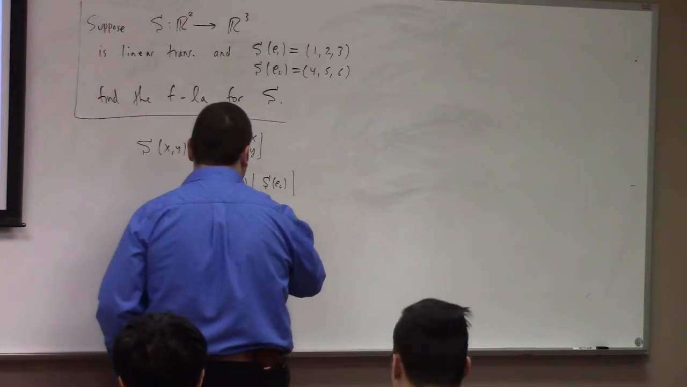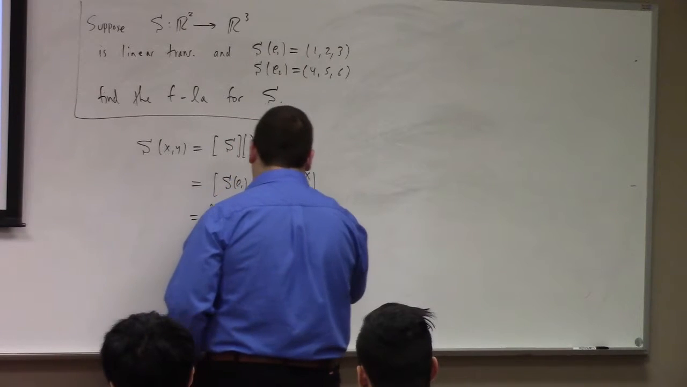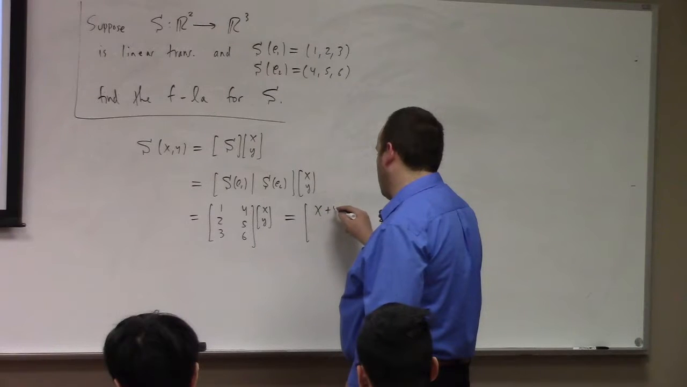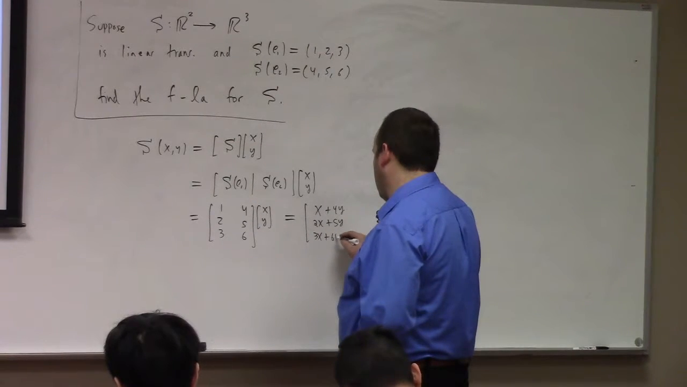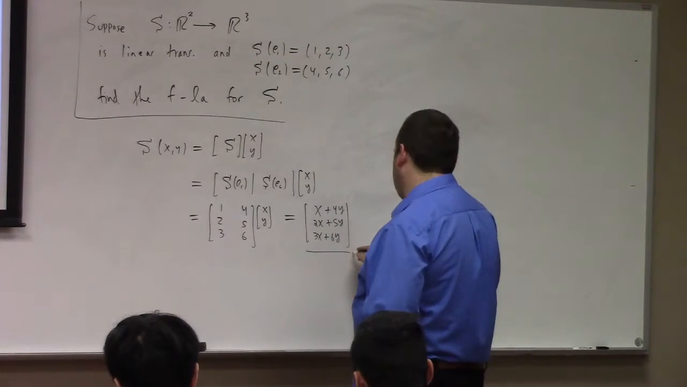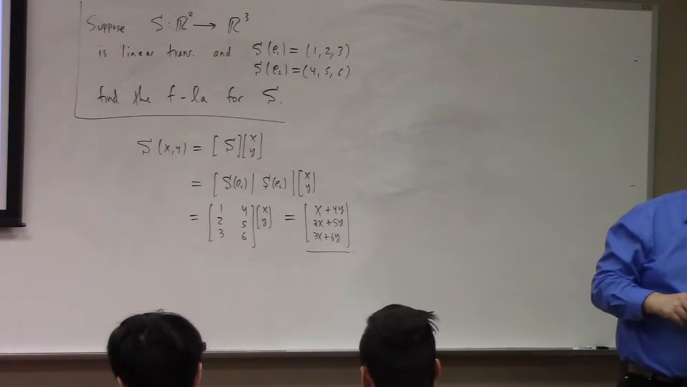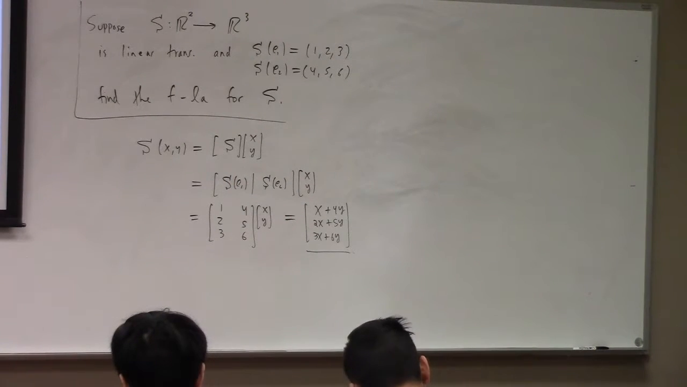6, and that's supposed to be multiplying by x times y. So you can get the formula here: x plus 4y, 2x plus 5y, 3x plus 6y. There you go, that's the formula for S. And all I gave you was how it works on E1 and how it works on E2. This is how I would do the calculation using the standard matrix idea.